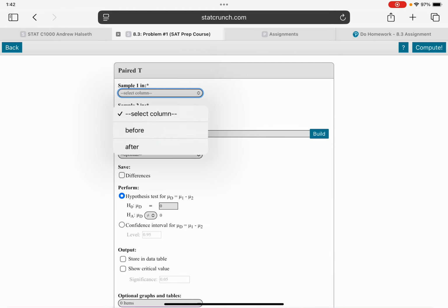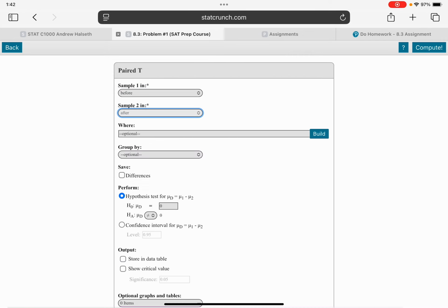And then my sample 1 is the before, my sample 2 is the after, because by default, StatCrunch is going to be column 1 minus column 2. So make sure it's always just column 1 minus column 2 when you enter it, and you're good. And then notice that column under save differences. That's a really good column to click because we'll need that column later. What that does is subtract the pairs and then records the difference of each pair.